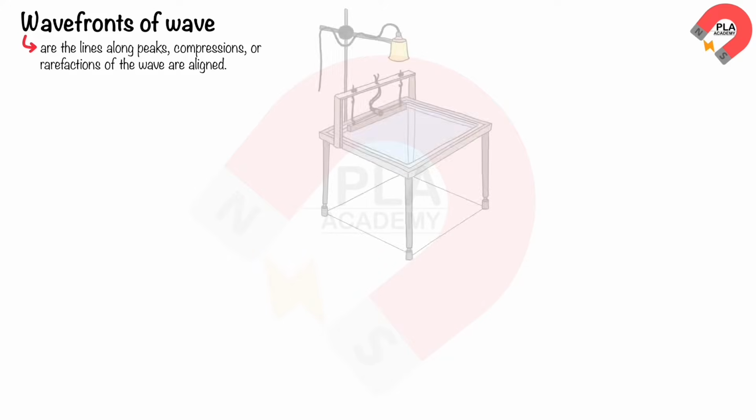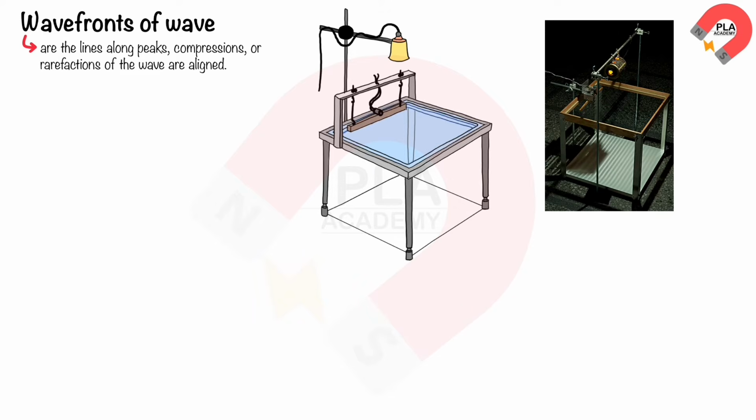Wavefronts of a wave are the lines along which the peaks, compressions, or rarefactions of the wave are aligned. Demonstrating the wavefronts of a water wave in a ripple tank. A ripple tank is a shallow tray of water, with a light source shining down through it. The light illuminates the wavefronts, making them visible. A straight dipper can be used to create straight wavefronts in a ripple tank.